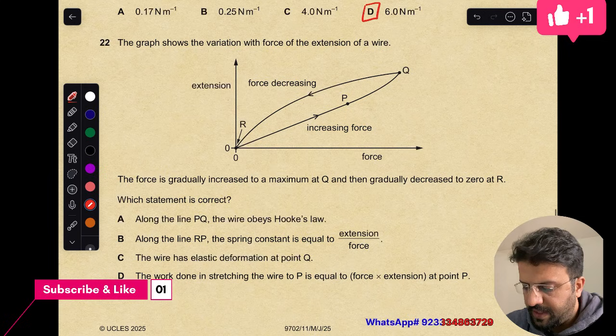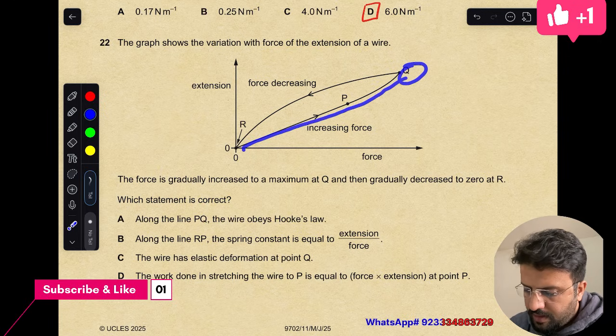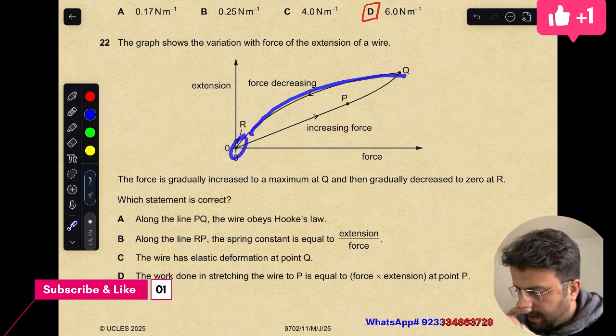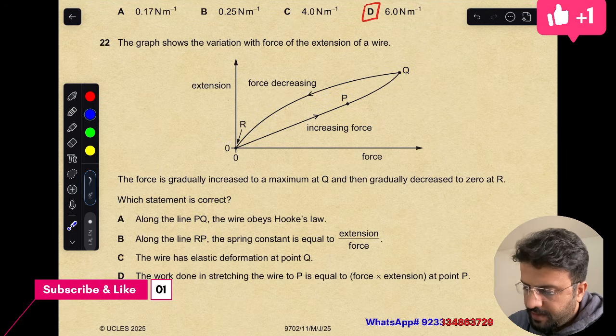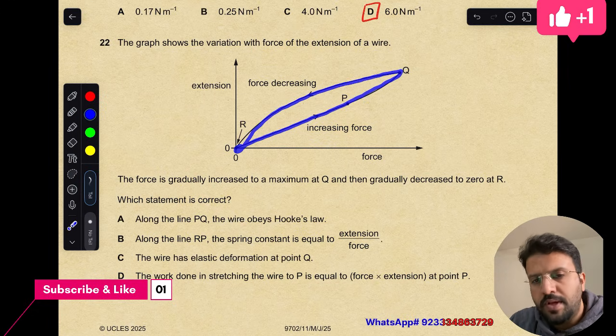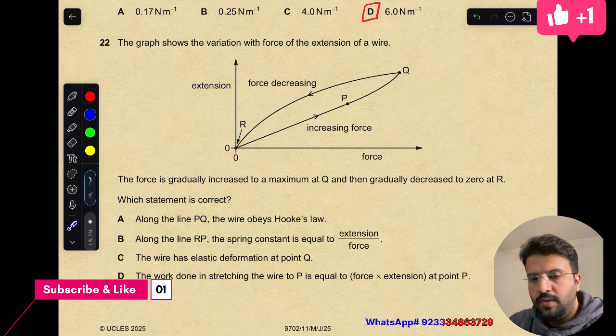In the next question, the graph shows the variation with the force of extension of a wire, and the force is gradually increased to point Q. Now it's moving that way, and then gradually decreased to 0 at R. It's moved back to the original position. Which statement is correct? Okay, if you see the graph, the object started from this point, it moved all the way there, and when you removed the load, the object moved back to the original position. So this thing is the elastic deformation, okay, because the object is coming back to the original shape when the load is removed.